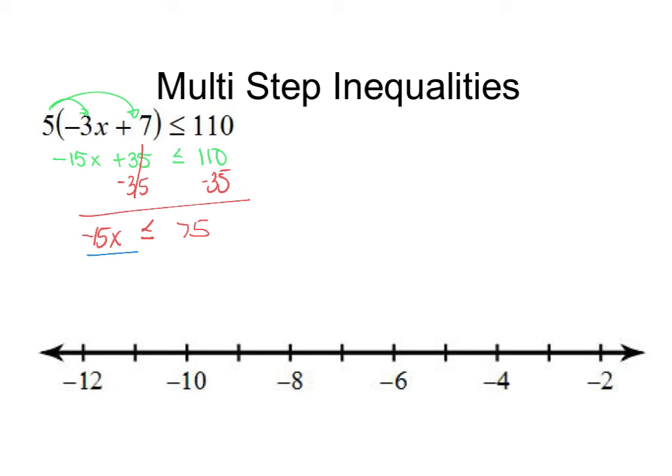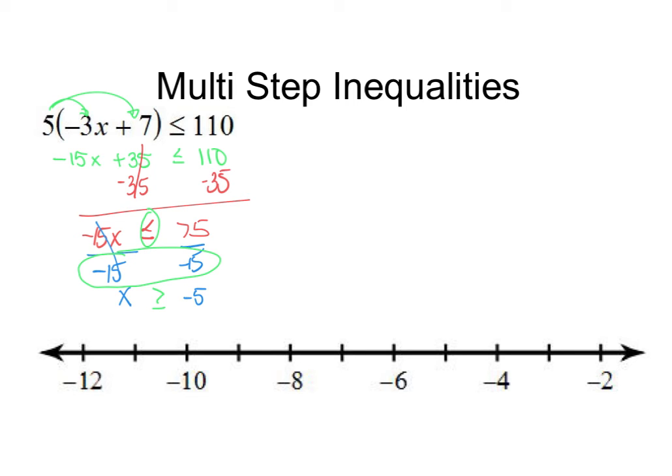Then I am going to divide by -15 on both sides to isolate my variable. So 75 divided by -15 is going to give me -5. But because we divided by a negative number on both sides, my symbol is going to flip. It's now going to be a greater than or equal to symbol.